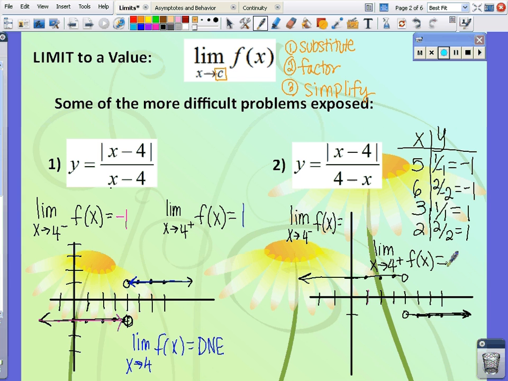So in pink, the limit as x approaches 4 from the left ends up giving you positive 1. In blue, the limit as x approaches 4 from the right gives us negative 1. So same thing, we have a limit as x goes to 4 of f of x not existing. But I wanted to show you the difference between the two. Let's see what I got next.